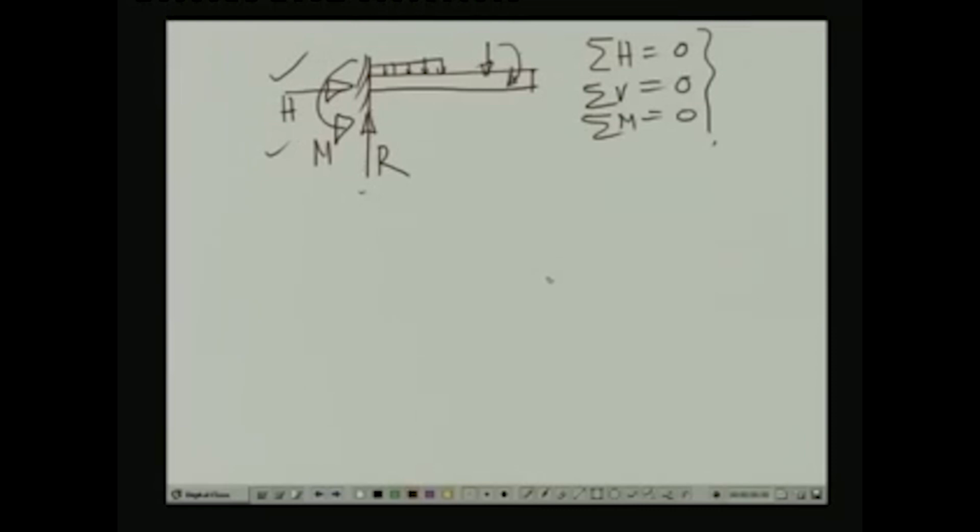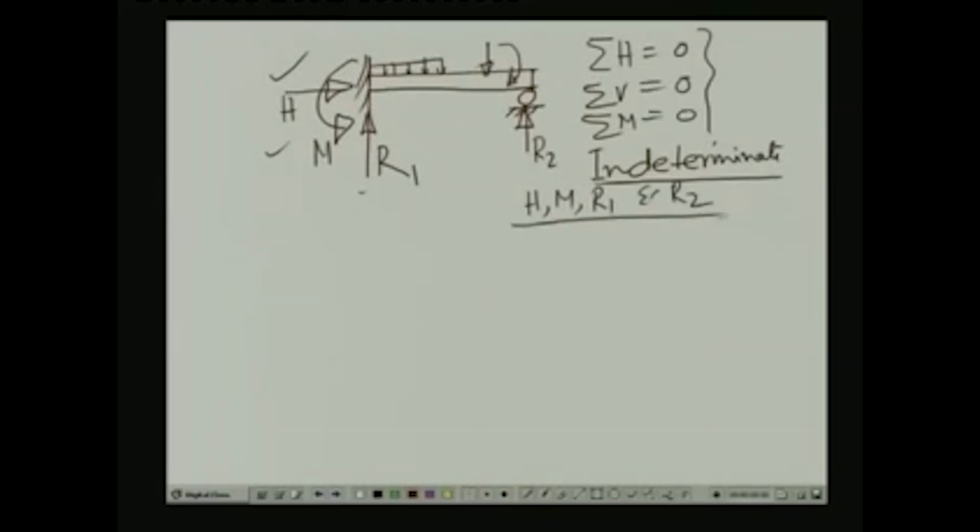So, this particular system is a determinate system. Now, supposing I introduce a roller at this particular end, and thereby introduce another reactive force at this end. Let us call these R1 and R2. As soon as we do this, this particular beam becomes indeterminate. It is no longer determinate. The reason is that we have 4 unknown reactions, which are H, M, R1 and R2. So, there are 4 unknown reactive forces and we have only 3 equations of statics. Hence, this particular system is statically indeterminate.